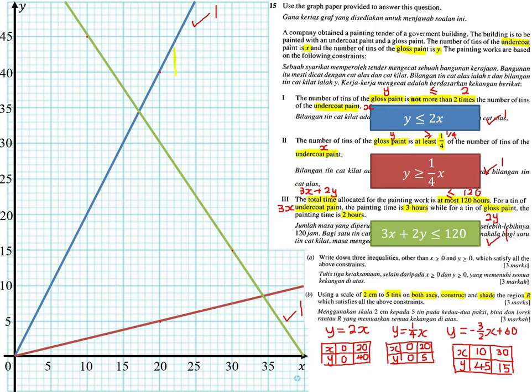Below. Yes. The inequality has an equal sign, so that's why I use the solid line. So you have to be careful. If there is no equal sign, then you have to use the dotted line.